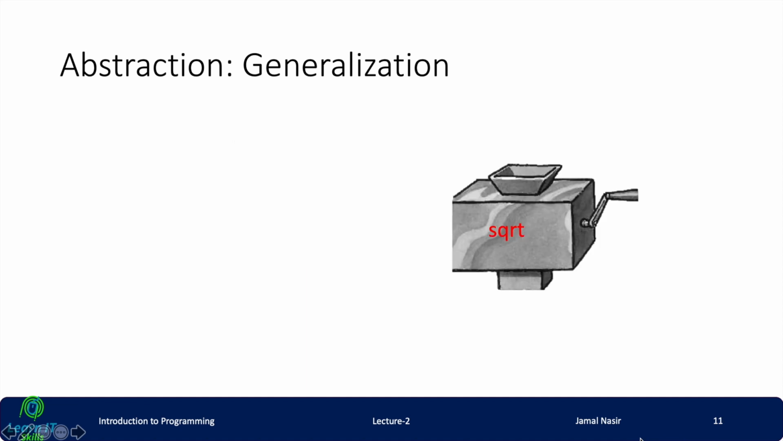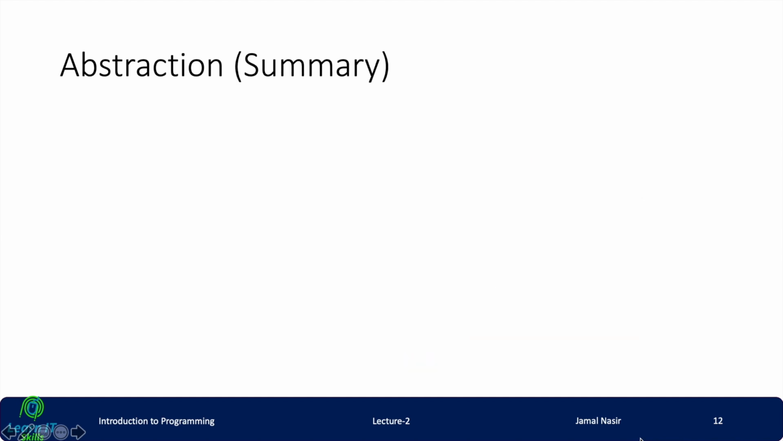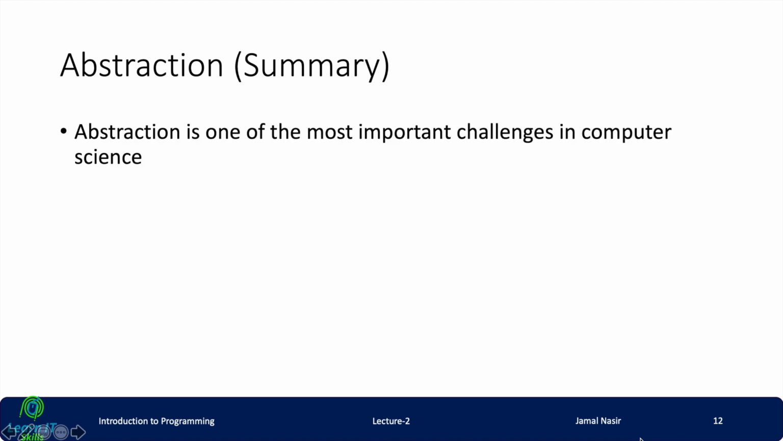So yeah, just think about it. This is a square root machine where you can put any number in it, let's say 25, and what this machine will do is produce the output of the square root of that number, which would be 5. So I will summarize abstraction.